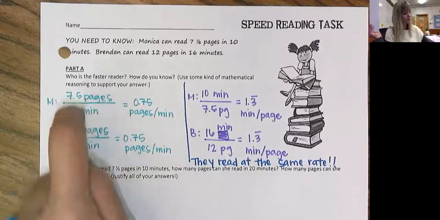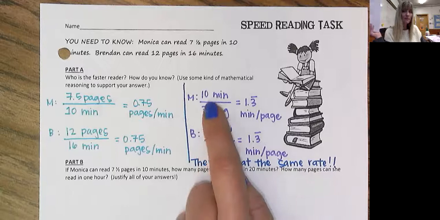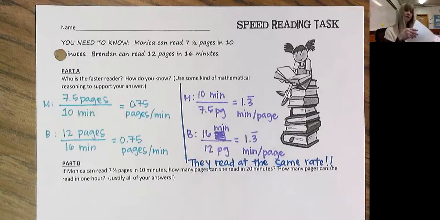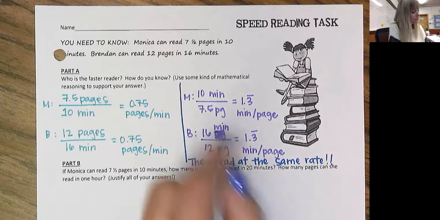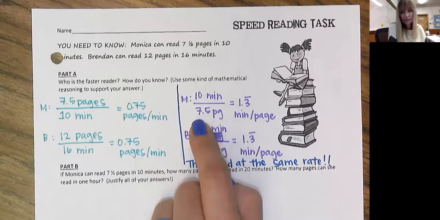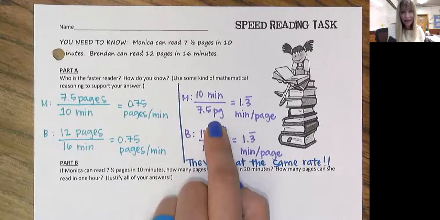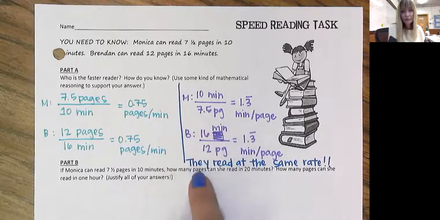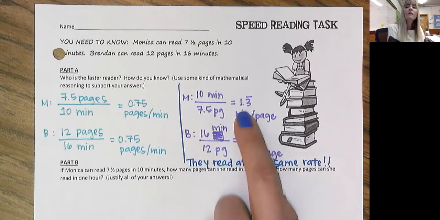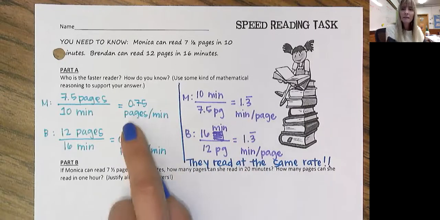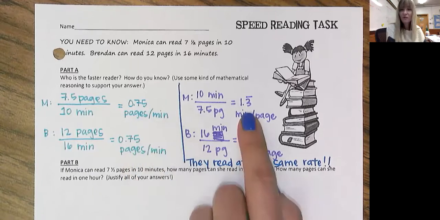And some students did it the other way, or even if they set up their rate instead of pages over minutes, some students set up their rate as minutes to pages. That's just fine as well, because look at what happens. Now, it looks like we're getting a different answer, and we are, but that's because this answer has a different meaning now. So if this is 10 minutes to 7.5 pages, and I divide like that, 16 minutes to 12 pages, this 1.3 repeating, by the way, this is 3/4, and this is 4/3.